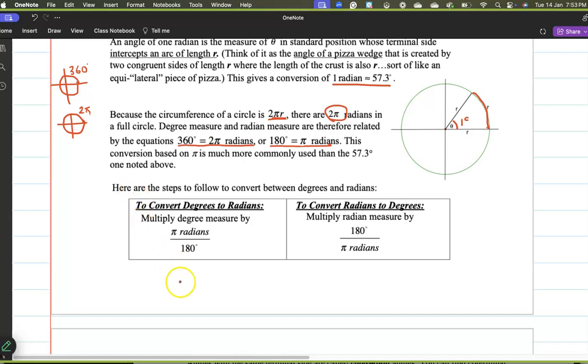To convert an angle in degrees into radians, you multiply that angle by pi by 180. And to convert it back to degrees, you multiply it by 180 by pi.